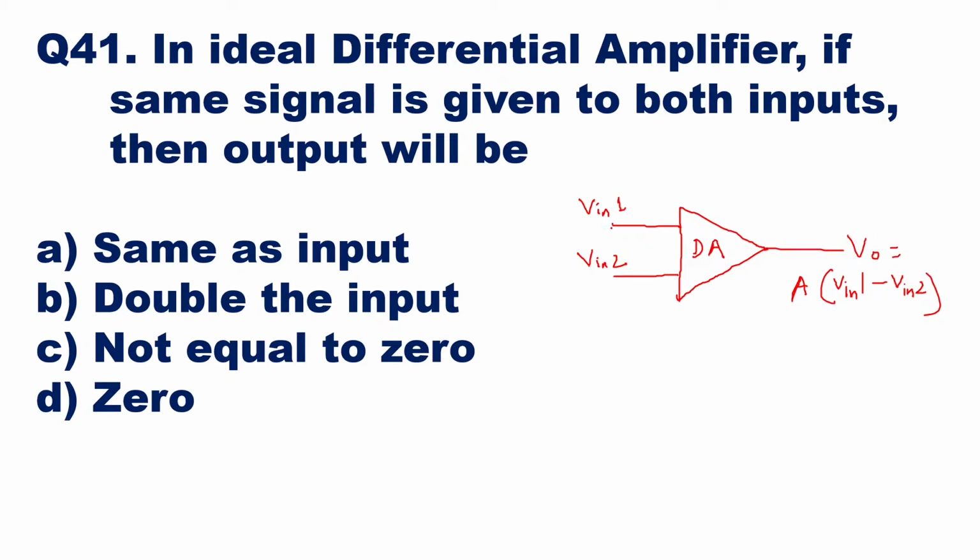Now if both the inputs are connected to the same value, the same input is connected at both input points, then the output will be the difference of the same voltages, because the input 1 terminal has the same input signal and terminal 2 also has the same input signal. So here the difference between the two will be 0. Anything multiplied by 0, gain factor multiplied by 0, shows that the output has to be 0. So option 4, that is 0, will be the right answer. Then the output will be 0.